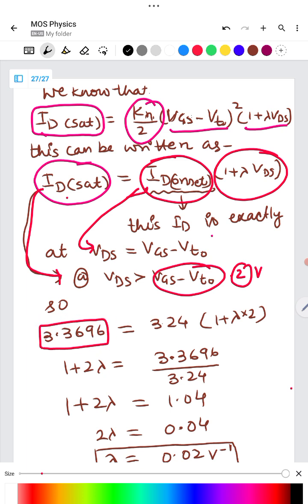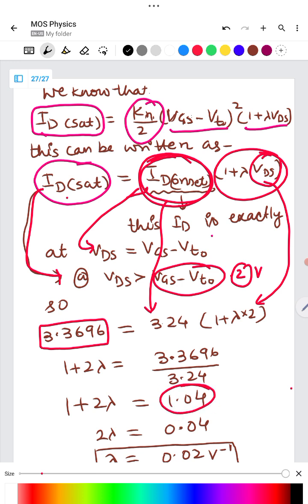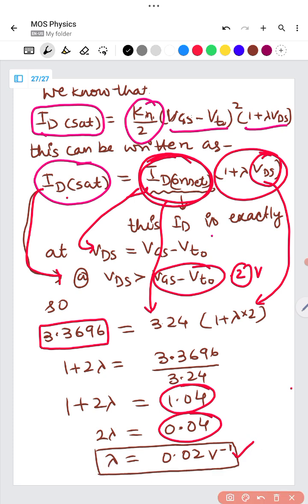So at VDS equal to 2 volt, ID is 3.3696, and ID naught, exactly at VDS equal to VGS minus VT, we have already calculated, comes out to be 3.24. So 1 plus 2 lambda equals 3.3696 divided by 3.24, which is 1.04. So 2 lambda equals 0.04. So lambda equals 0.02 volt inverse. So, thank you.